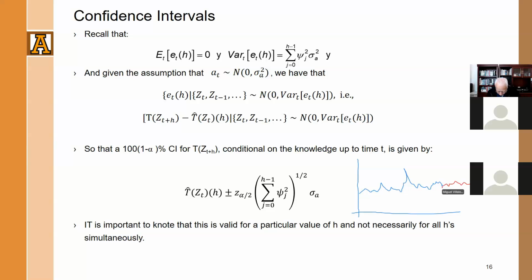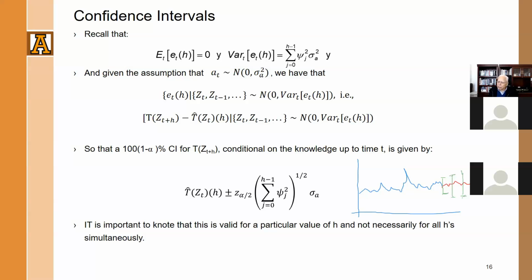This may be my forecast, and for each forecast I have a confidence interval. For this forecast, this is the interval. For the next observation, it's this interval, and for the next observation, this interval, and so on. The intervals will keep getting wider and wider, but these are not confidence bands. It's different to have separate confidence intervals than to have confidence bands.